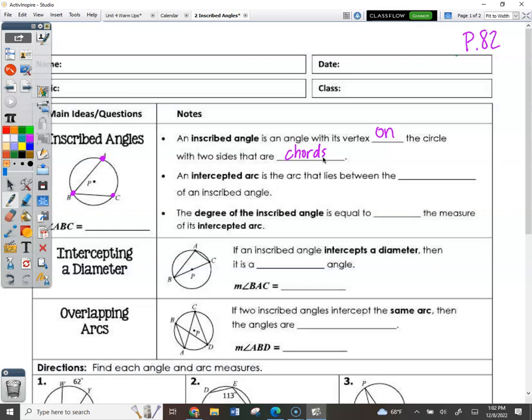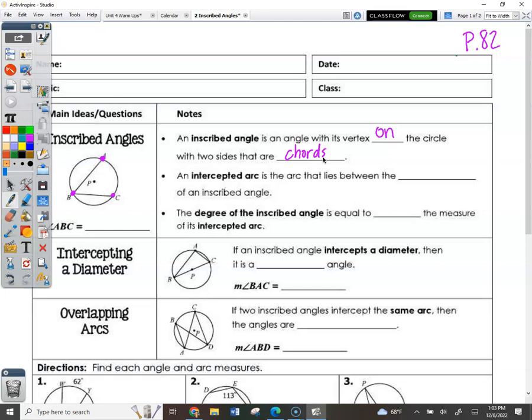The phrase intercepted arc. Intercepted. When a football player, quarterback, throws an interception, what does that mean? Throws to the other team. The other team doesn't throw it to the other team, guys, necessarily. What's the matter with you? Don't you know football? Just kidding. If the quarterback throws an interception, it means the other team just caught the ball, right?